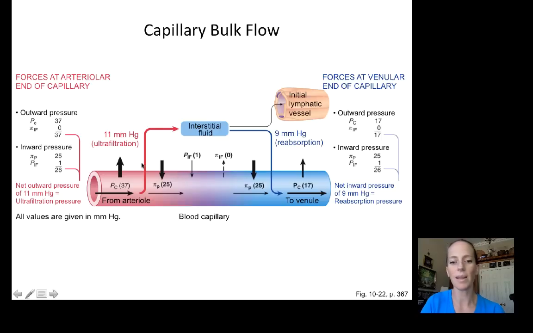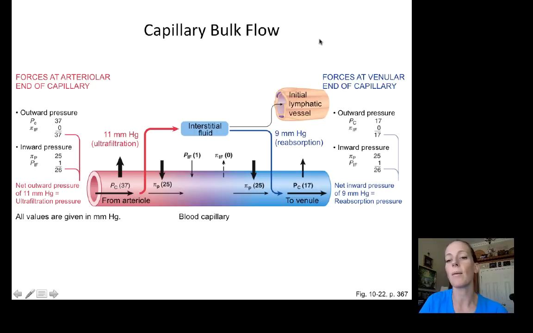Is anybody bothered by the fact that the out pressure at the arterial end is 11 and the in pressure at the venous end is 9? Did anybody catch that? So if we're pushing 11 millimeters of mercury fluid into the tissues and we're only returning 9 millimeters of mercury to the veins, where does that other 2 millimeters of mercury fluid go?